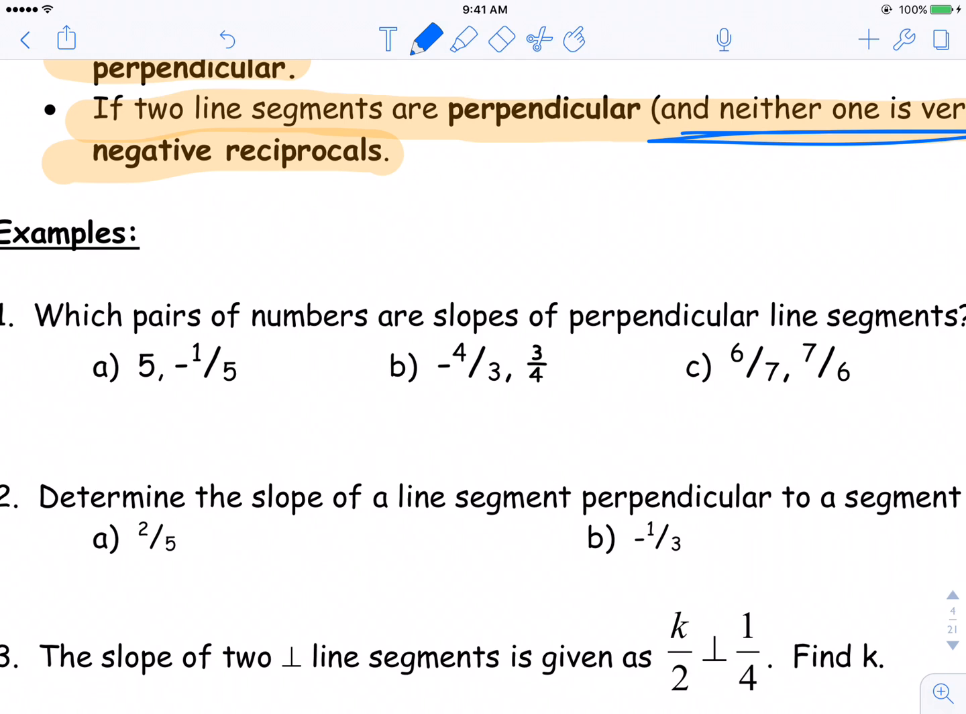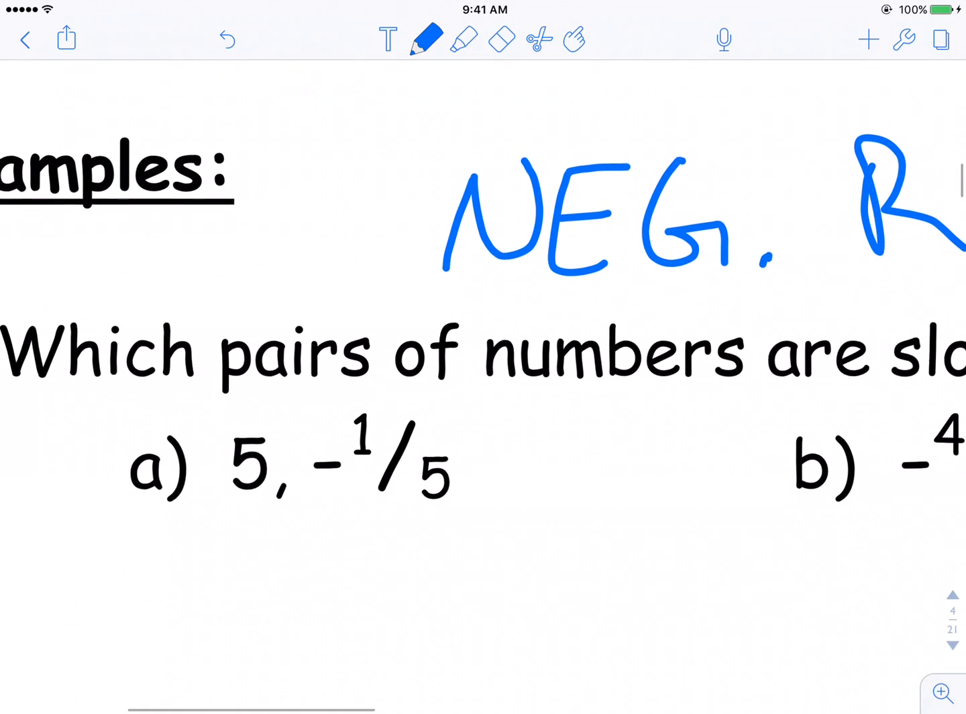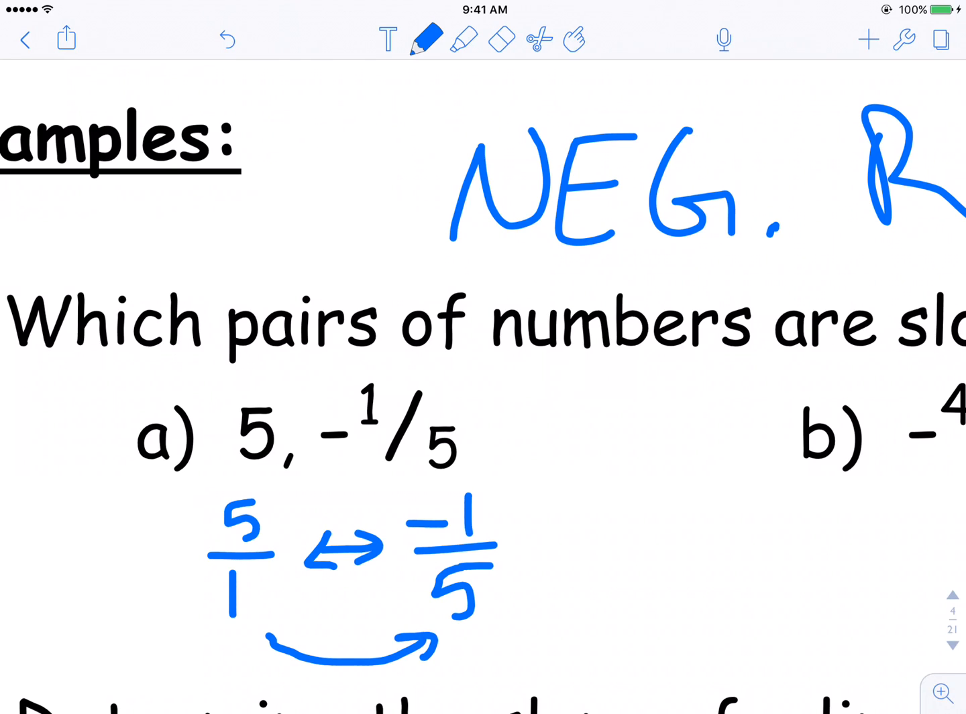Remember that perpendicular line segments are negative reciprocals of each other, which means you flip it over and change the sign. So 5 and negative 1 over 5. Well, 5 is the same as 5 over 1. Is that a negative reciprocal of negative 1 over 5? Well, sure. Change the sign, flip the fraction, and you get this. So yes, these slopes are perpendicular.